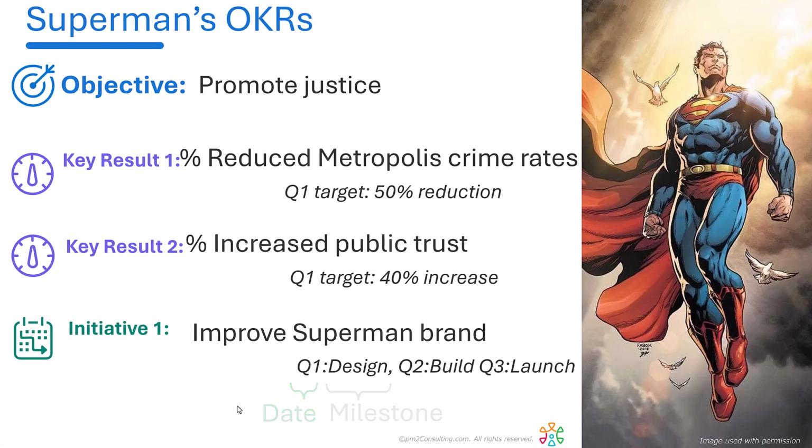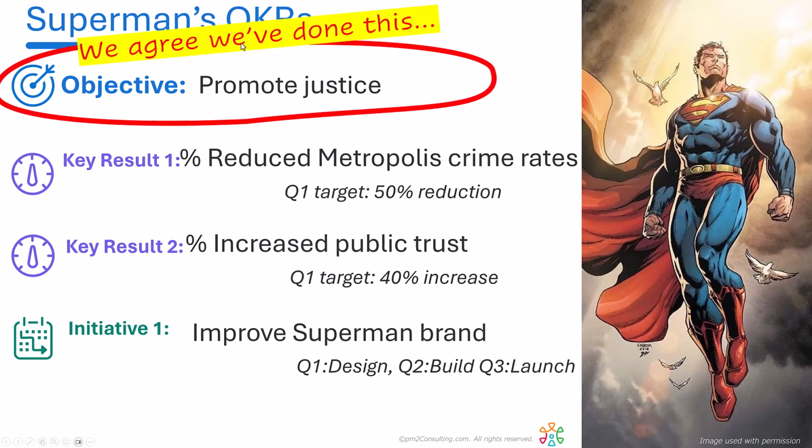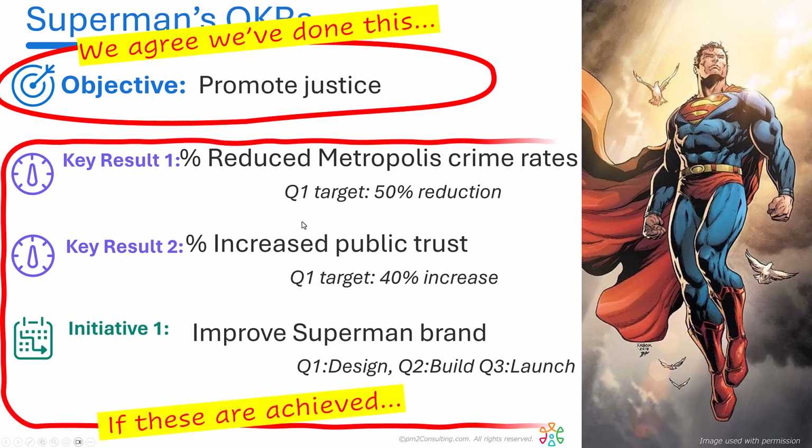So what that means overall is we're going to agree that we've done this. We've promoted justice if these things are achieved. If I reduce the crime by 50%, increase the trust by 40%, and I've launched the brand, I'm going to agree that we've promoted justice. So there's a quick overview of what OKRs look like in a humorous way through Superman's business unit.